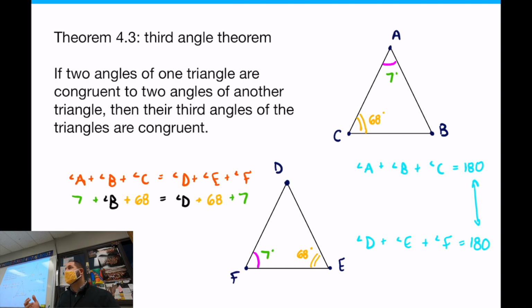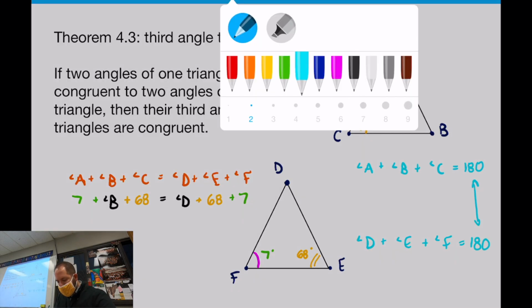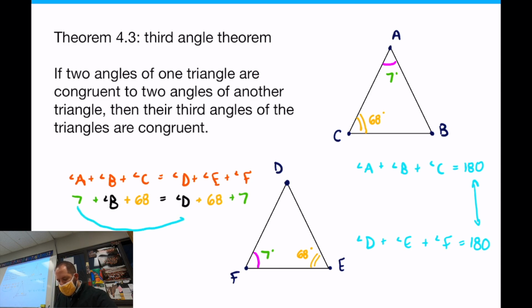And then what I do is to show that angle B and D, the third angles, have to be equal, I can just subtract the 7 and 68 from both sides, right? If I drag this angle over, subtract it from the other side, these are gone. Drag the 68 to the other side, these are gone. And do you see that the measure of angle B would be equal to the measure of angle D? Do you see how that's going to work every single time? It's because of the simple fact of this. This is the reason why this thing works.